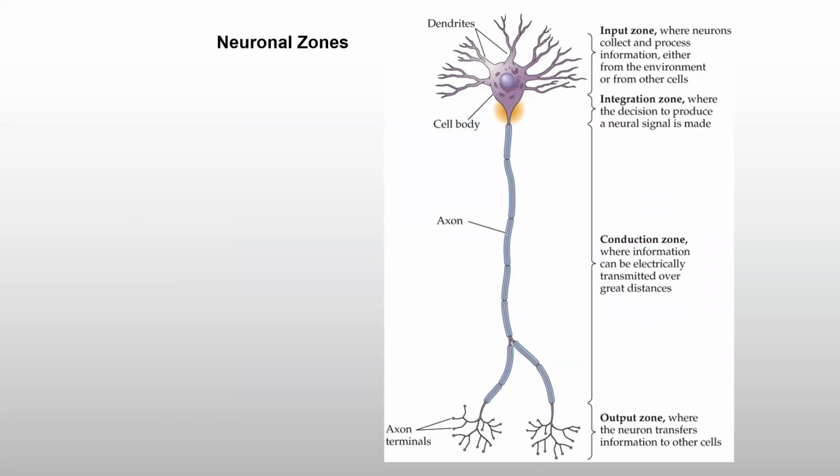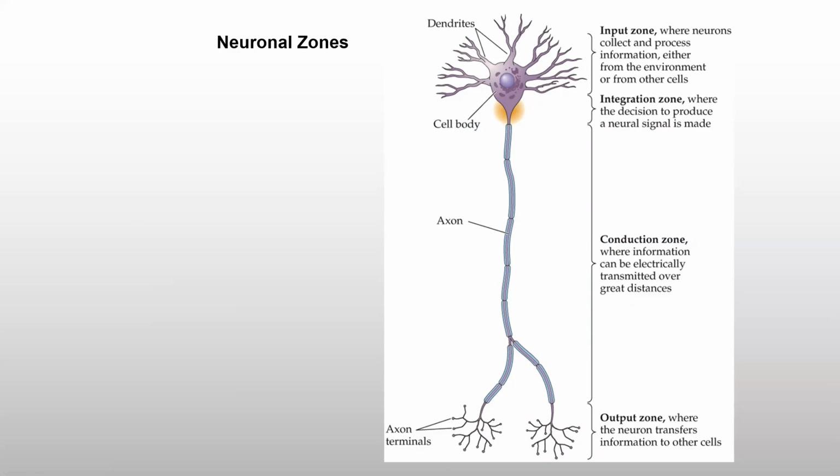Here's a way of thinking of a specific neuron as well. Up at the very top, you have these dendrites. These dendrites are in the input zone. They collect and process information either from the environment or from other cells. And then you have the integration zone, and that's going to be the cell body, and that area that has the circle around it, that's the axon hillock. That's the integration zone where the decision to produce a neurosignal is made.